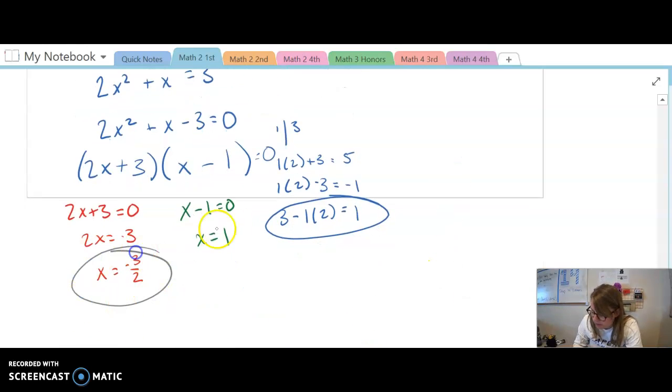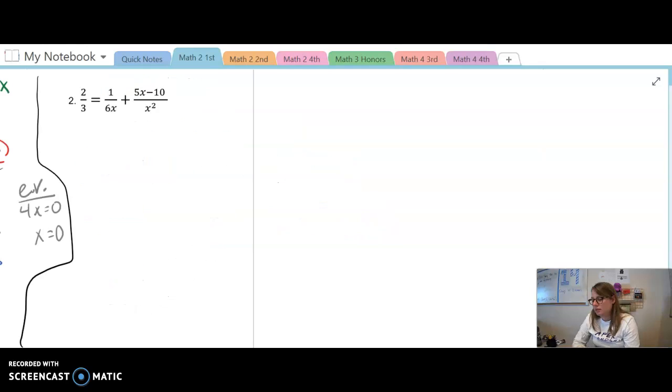Well, we didn't get 0 for either of these, so they're good, and we have our solutions. Alright, so let's move on to the second example. We have 2/3 equals 1 over 6x plus 5x minus 10 over x squared.